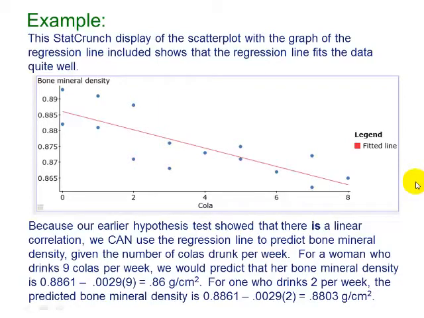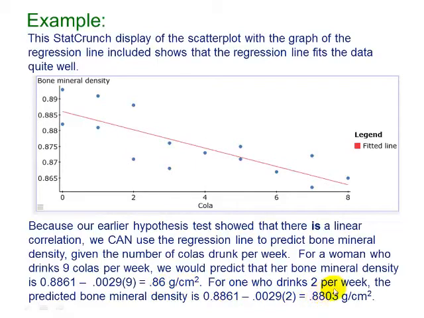Earlier we did a hypothesis test that showed that there is a linear correlation between the two variables. So that means that we can actually use the regression line to predict bone mineral density given the number of colas drunk per week. For example, for a woman who drinks 9 colas per week, we would predict her bone mineral density is this. Notice all we're doing is taking our regression equation and putting in 9 in place of the x. That turns out to be 0.86 grams per centimeter squared. So that would be her bone mineral density.